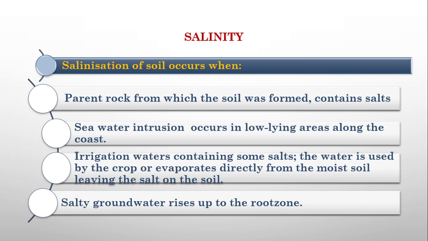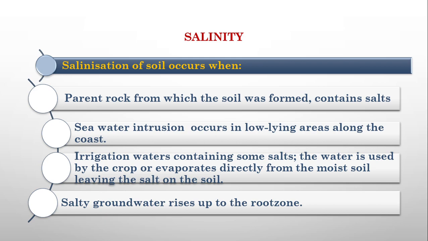Before that, we will move on to salinity. What do you mean by salinity? Salinity, when there is an excess amount of salt in the soil, such condition is known as salinity or salinization. It occurs mainly due to the following reasons. Maybe due to the parent rock from which the soil was formed. It may contain some amount of salts and that causes the soil to have a natural salt content.